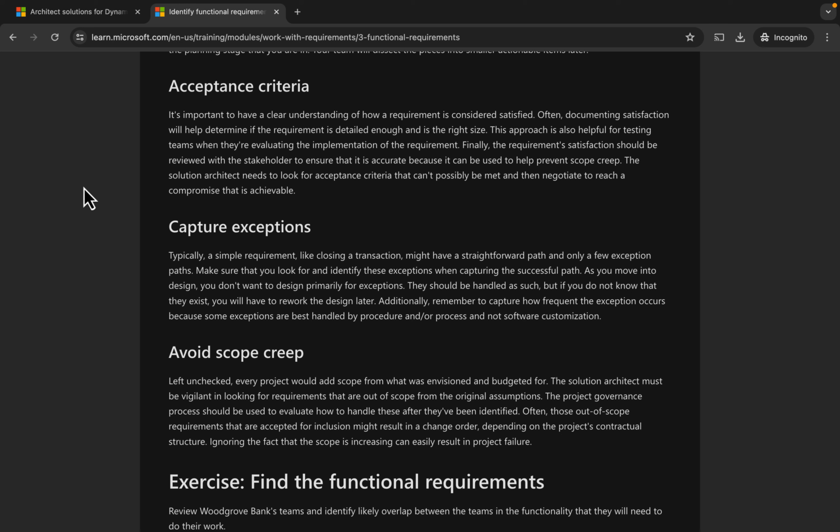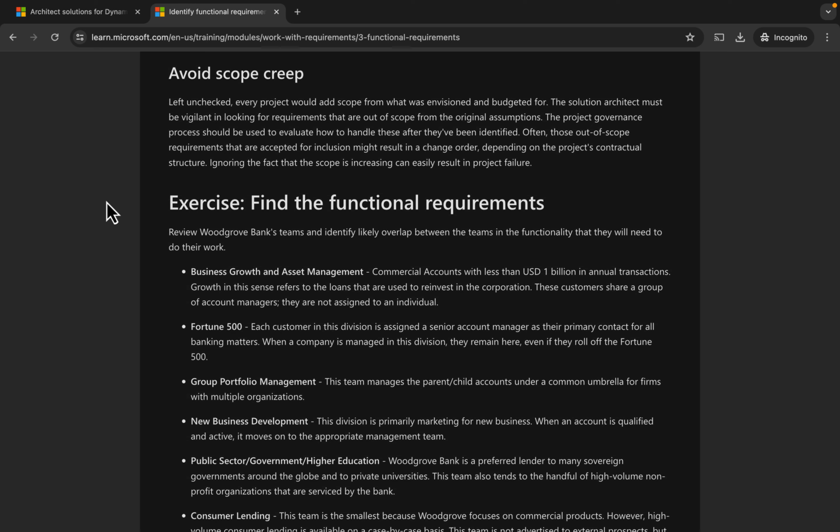Typically, a simple requirement, like closing a transaction, might have a straightforward path and only a few exception paths. Make sure that you look for and identify these exceptions when capturing the solution path. As you move into design, you want to design primarily for exceptions. They should be handled as such. But if you do not know that they exist, you will have to rework the design later. Additionally, remember to capture how frequently the exception occurs, because some exceptions are best handled by procedure and/or process and not software customization.